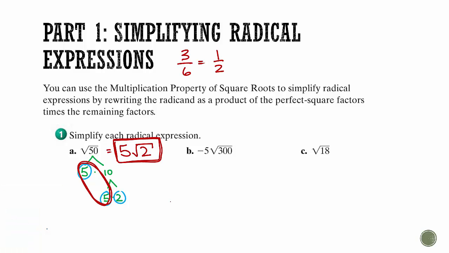So let's try B. Forget about this -5 here for a second. All that's doing is being multiplied by what's on the inside of the square root. So break down 300. The easiest thing that I see is that it's 3 times 100. And then I know 100 is 10 times 10. And I know 10 is 2 times 5. I got 2 of those. So all of these numbers here that I ended up with are the factors of 300.